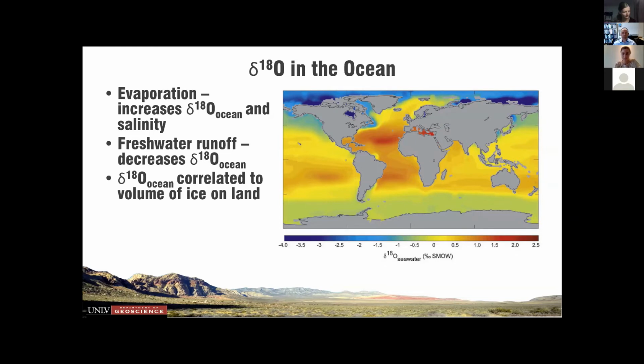So salinity and runoff are correlated in this sense. They both are related to the delta 18O and the presence or absence of rivers and how much evaporation there is.